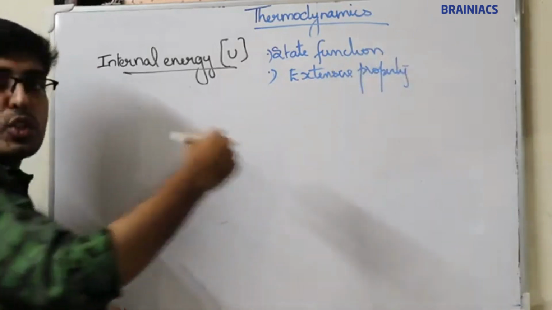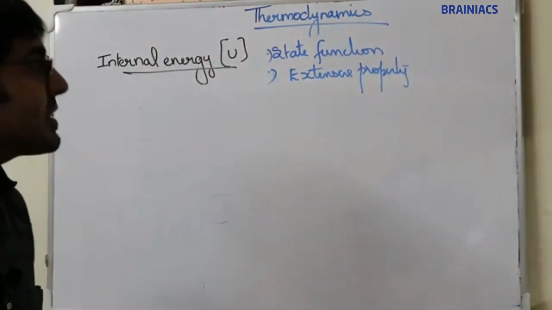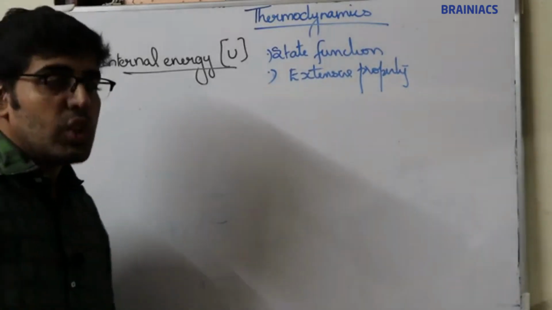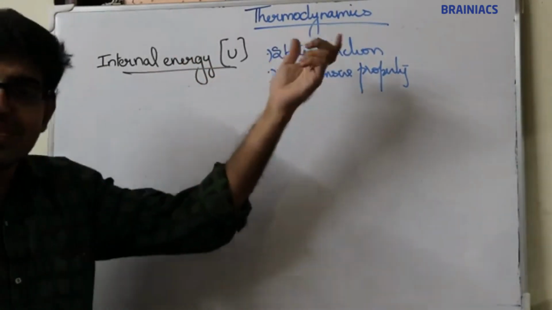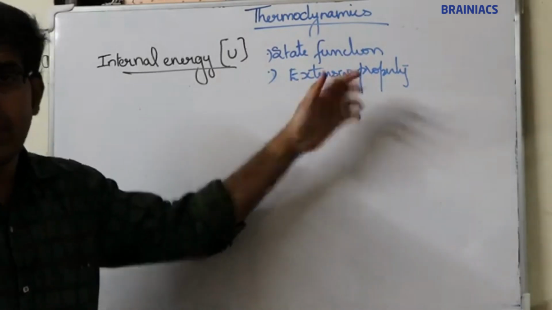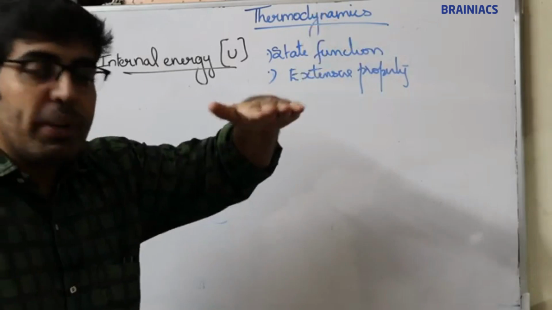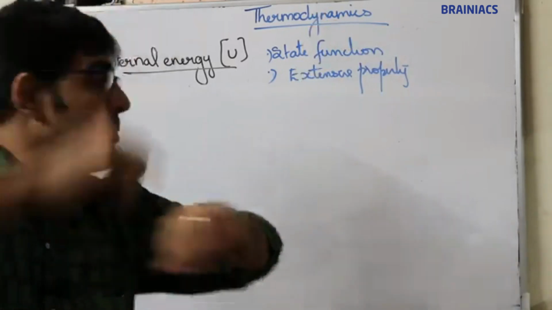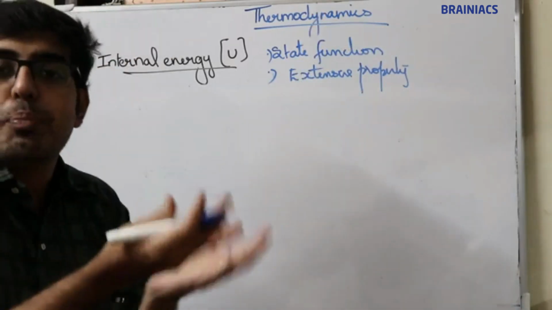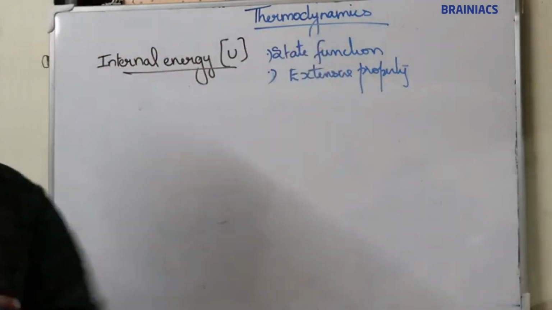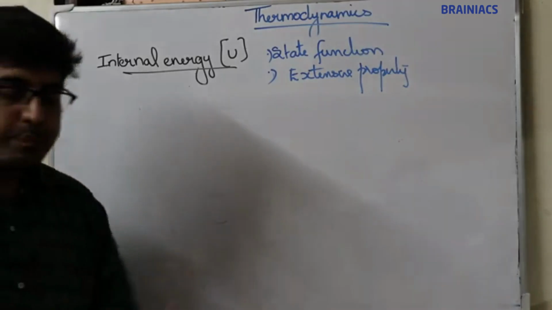This topic is also discussed in our introductory part. An extensive property is a property which depends on the amount of substance. So, internal energy is a state function and an extensive property. State function means it depends on the initial and final state. Extensive property means it depends on the amount of substance. I think it's clear.